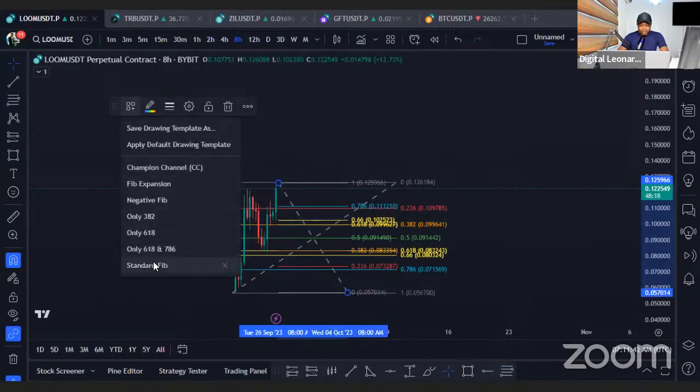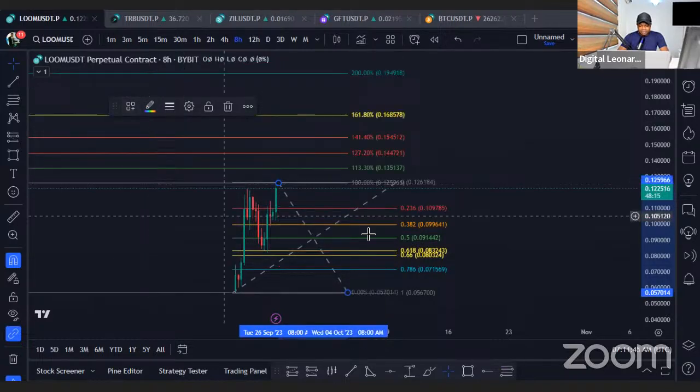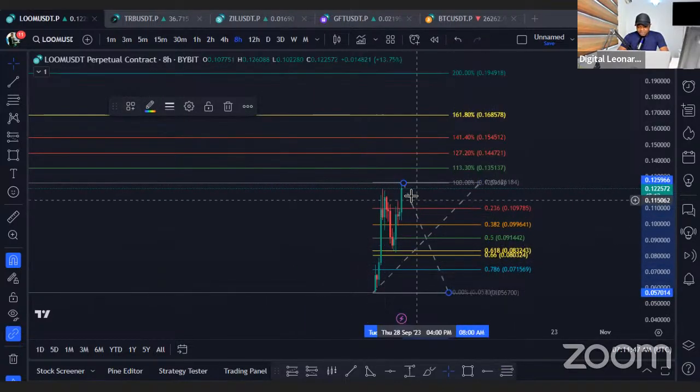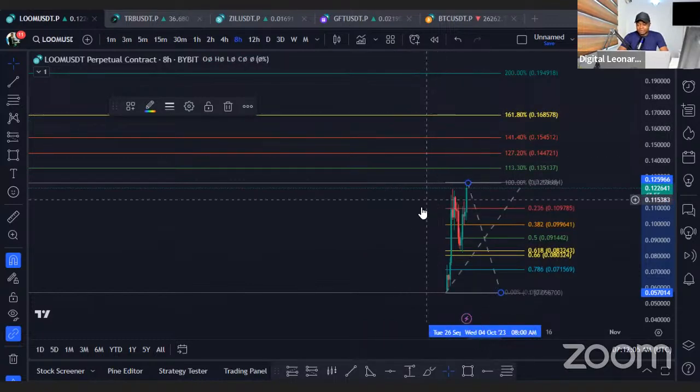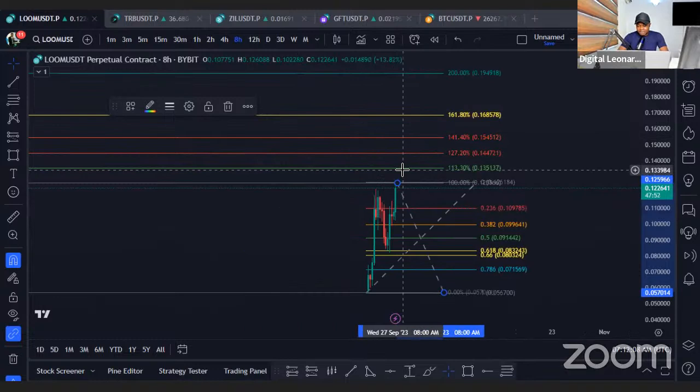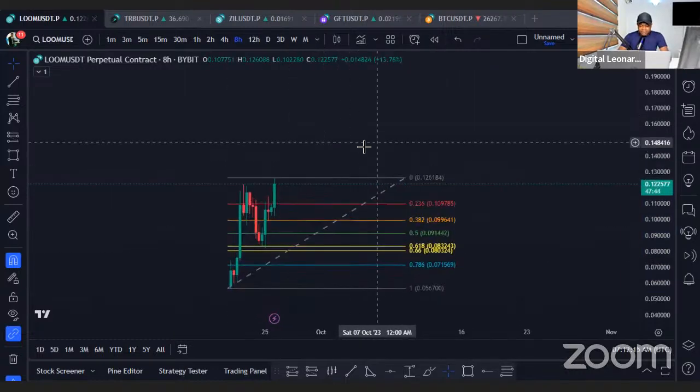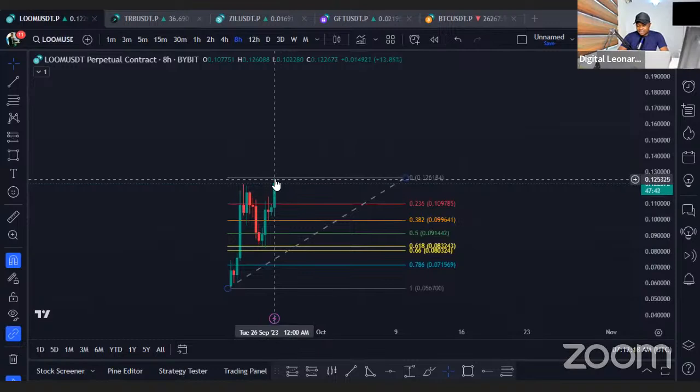If I change this to my fib expansion level, then with the fib expansion, if this continues to shoot up, expect this to go to 0.135. These are different levels I feel: either the 13-cent level, 14, 15 cents, or even the 1.618 level, which is at the 16-cent level. So if this continues to go up, I'll be expecting to pick trades at these different levels using the Fibonacci expansion tool.